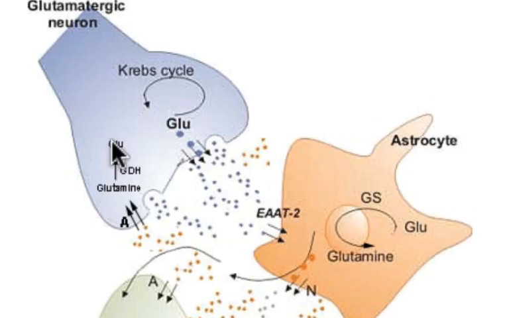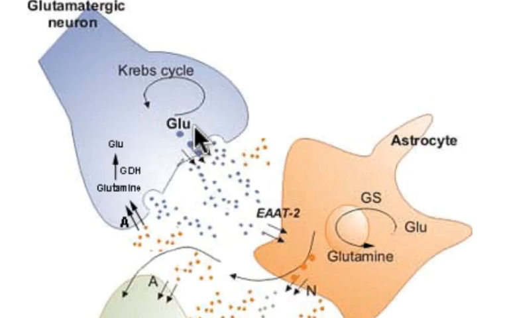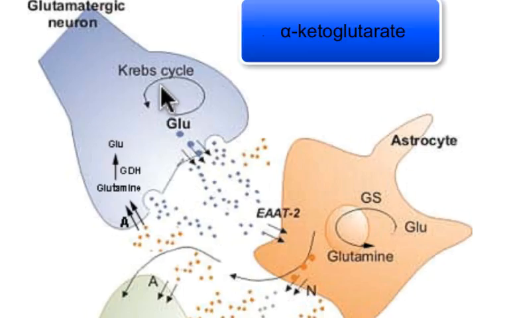When you create glutamic acid, this glutamic acid is going to get back inside the vesicle and can be released again. So this cycle of releasing glutamic acid, which comes inside the astrocyte, changes to glutamine, and comes back inside the presynaptic neuron and changes back to glutamic acid, is called the glutamate-glutamine cycle.